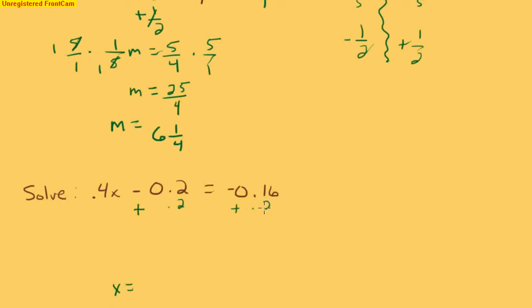What we do to one side, we do to the other. These cancel out. 0.4x equals, this is a little bit trickier, but really what we have is 0.04, and it's positive. And we've got to divide by 0.4 and divide by 0.4.